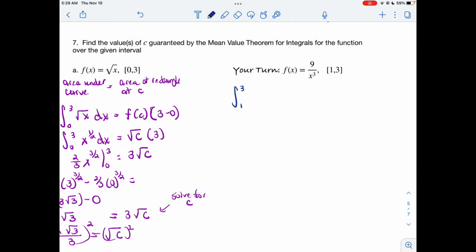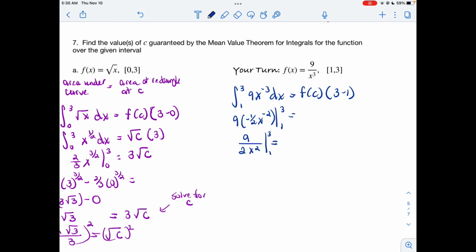So the area under the curve is represented by the integral from 1 to 3 of 9x to the negative 3 dx, and that's equal to F of c evaluated from 3 minus 1. F of c I can rewrite as 9 over c squared, and then the antiderivative of 9x to the negative 3 is 9 times negative 1/2 x to the negative 2, evaluated from 1 to 3. So that gives us 9 divided by 2x squared, evaluated from 1 to 3.